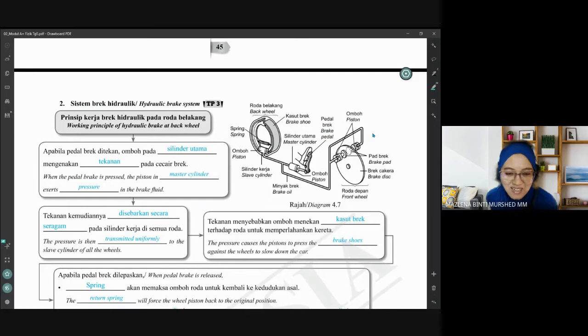Danish, kenapa lori guna brake angin, tak guna hidrolik? Hidrolik gunalah, tapi dia tak guna ABS. Brake angin pun bukan efisien sangat sebenarnya, sebab angin dia boleh dimampatkan kan, udara boleh dimampatkan kan. So what is the reason behind those application in the large vehicle?